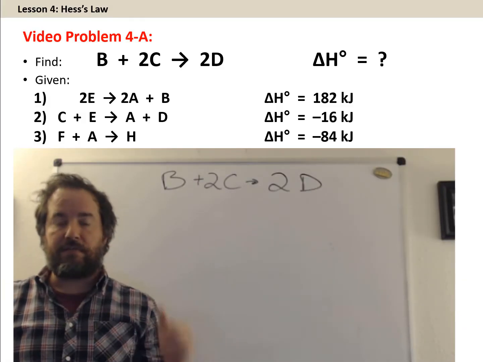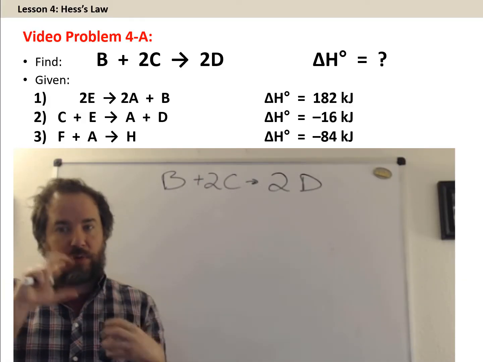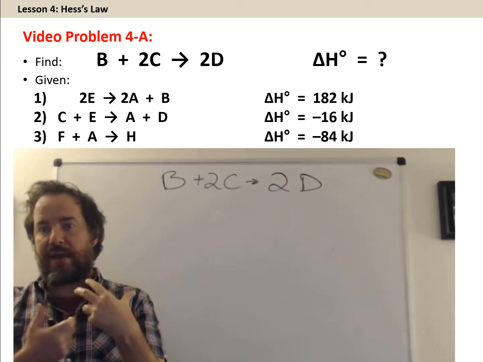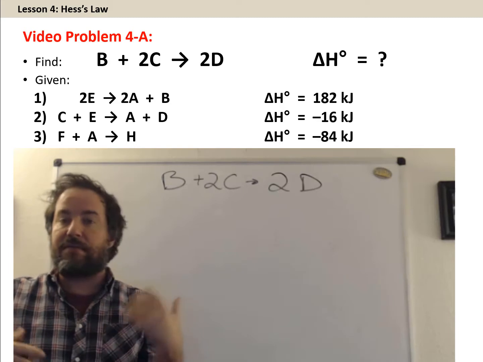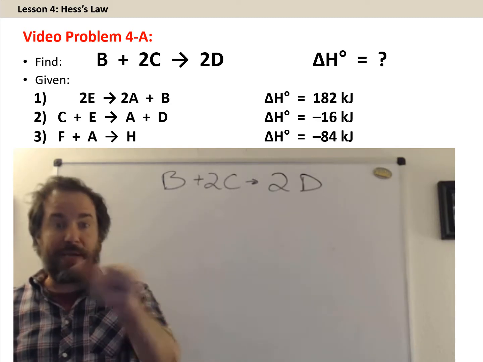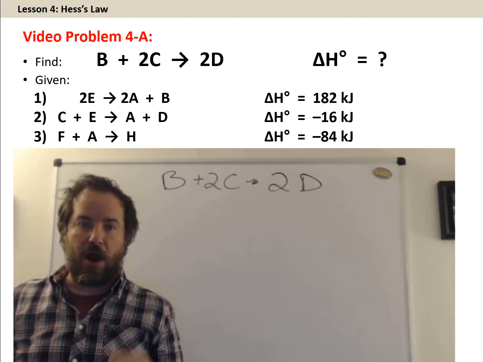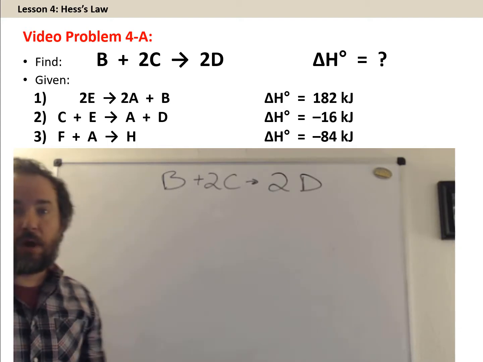Okay, so this is lesson 4, Hess's law, which says we can put together equations like they're kind of puzzles and use that to figure out delta H. But we need to make sure to know how to manipulate them. All right, so this is video problem 4a.